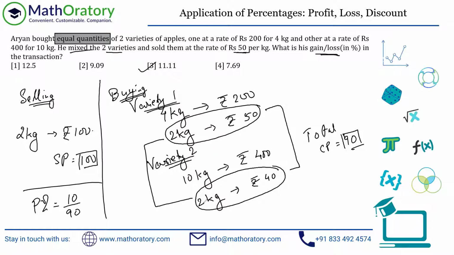Now, please understand, if 4 kilos is 200, then this 50 is 100 now, right? I mean, 2 kilos are 100 rupees. So that will be the cost price. Similarly, this will also be scaled up. So this will be 80. You can calculate this. 10 kilo is 400. So 2 kilos should be 80 rupees.